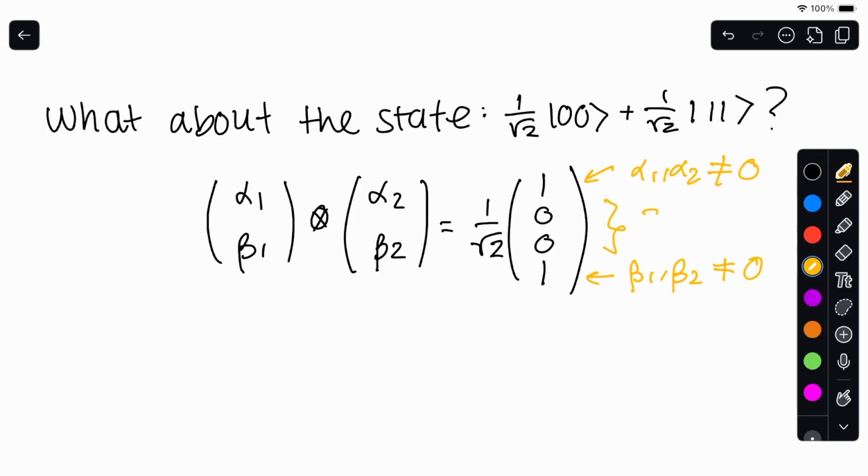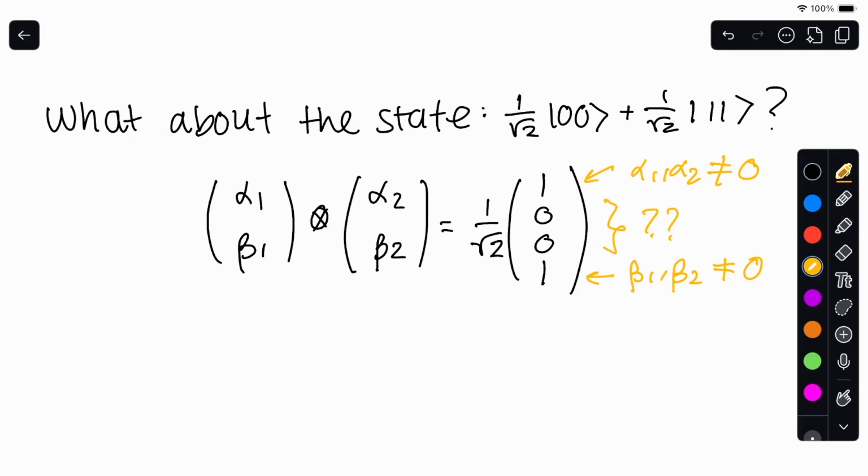But then what's happening here? Because these are zeros, that means that something here has to be 0, so that they multiply to 0. So this tells us that this state, 1 over root 2, |00> plus 1 over root 2, |11>, cannot be expressed as a tensor product. And this is the signature of entanglement.